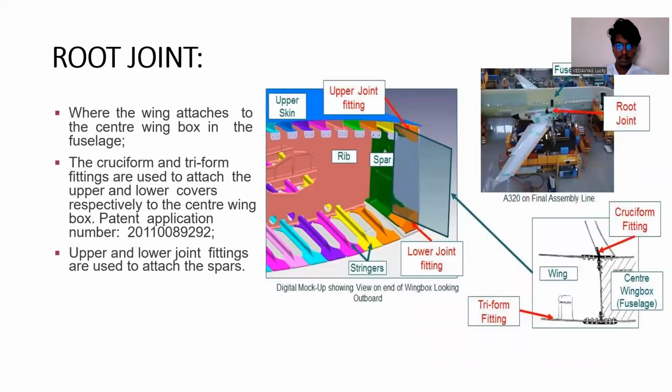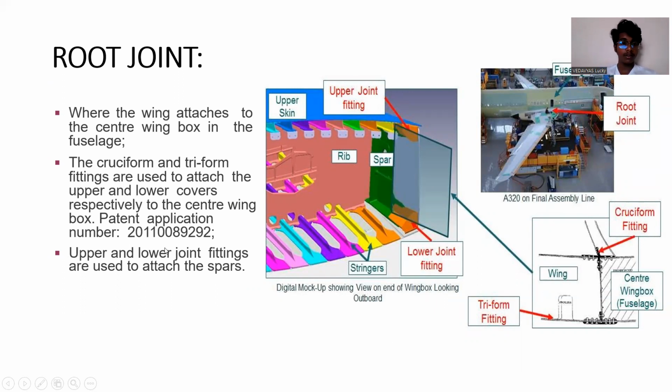The root joint. The root joints are important for attaching ribs and spars to the skin and also to the stringers. As we can see, when the wing attaches to the center wing box in the fuselage, the cruciform and triform fittings are used to attach the upper and lower covers respectively to the center wing box.